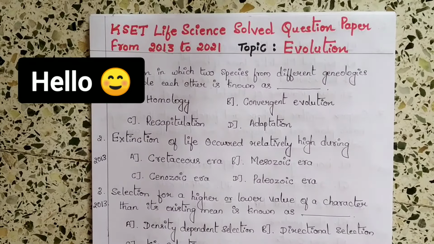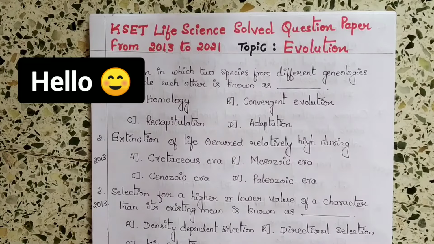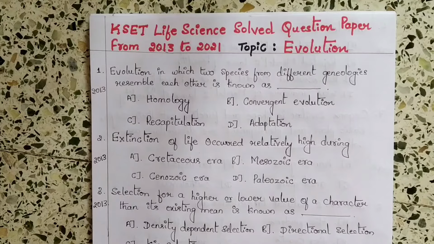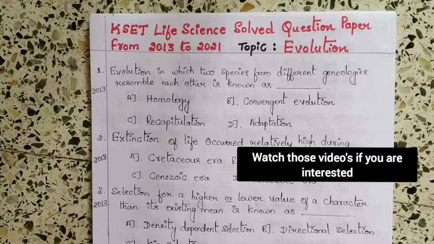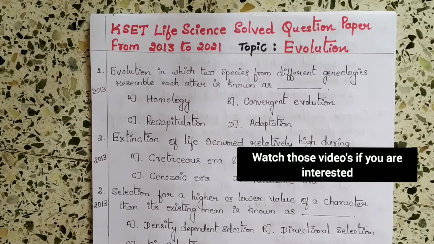In this video, I'm going to solve the KSET Life Science question paper from 2013 to 2021 on the topic of evolution. As you know, in the previous video, I solved the KSET Life Science question papers from 2013 to 2021 on the topics of immunology and diversity of life forms. I have collected all the questions of the topic from 2013 to 2021, so that you can have quick access after you study each topic.